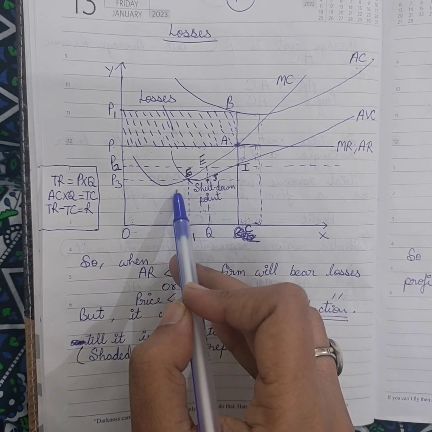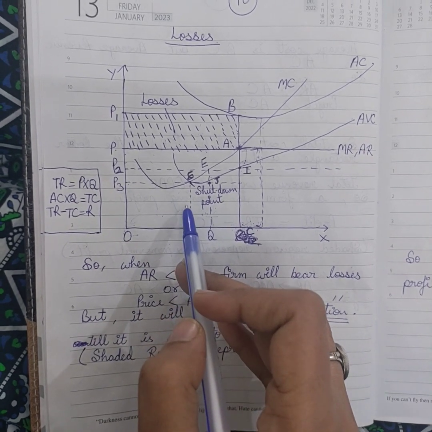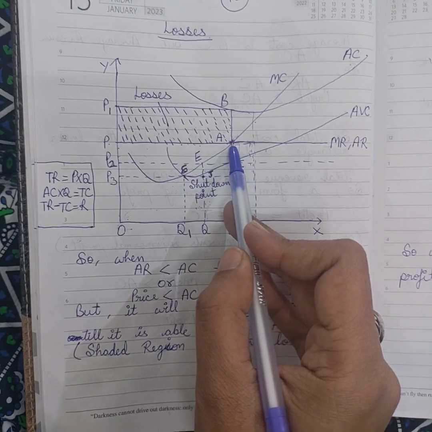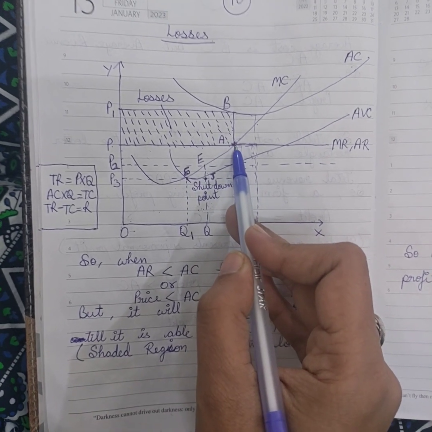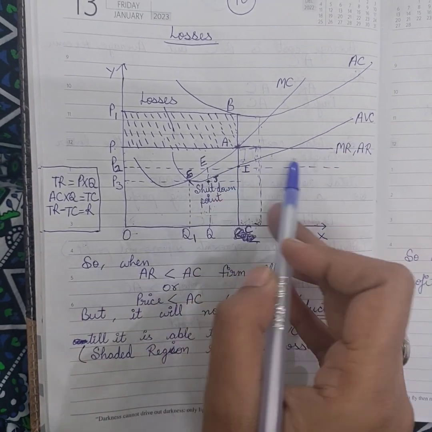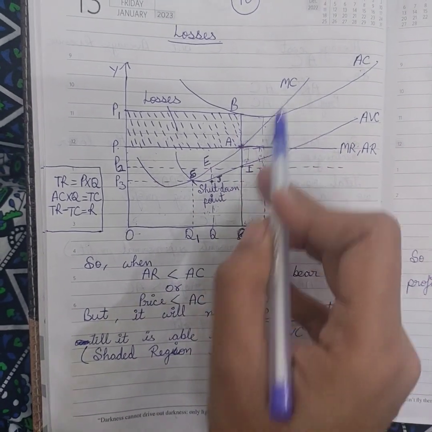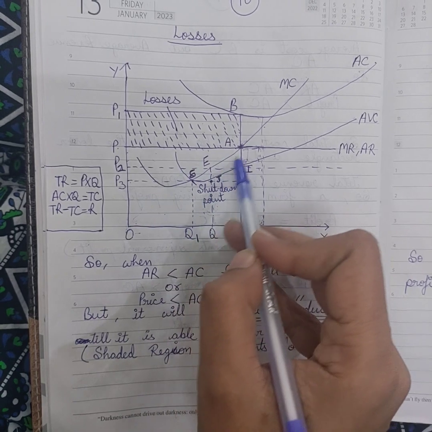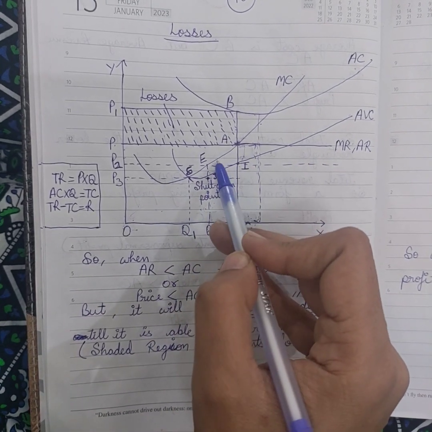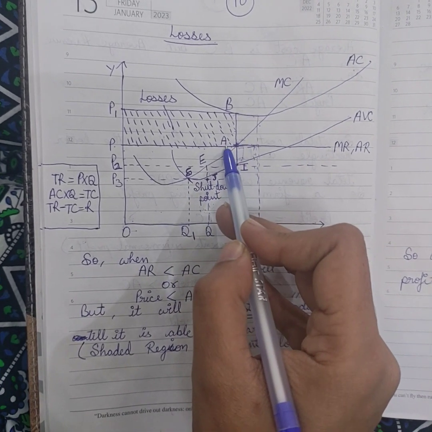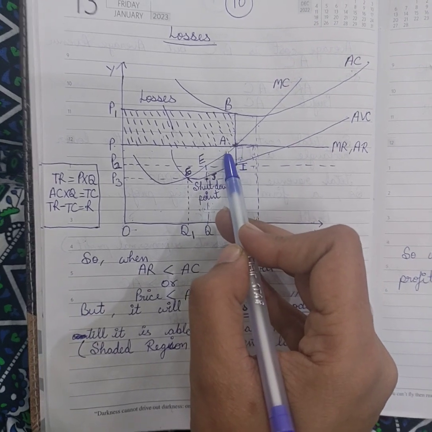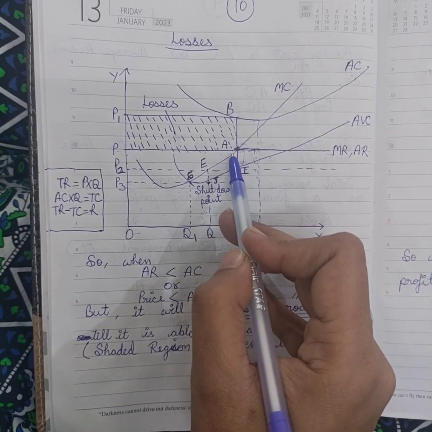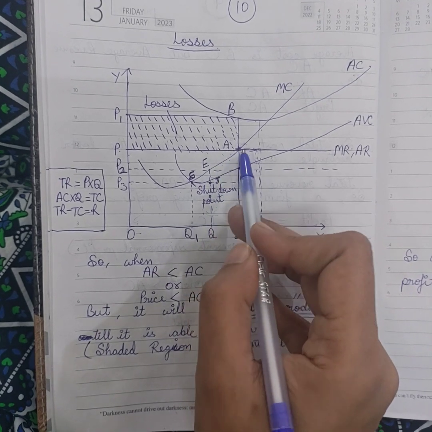And where do we achieve equilibrium? We achieve equilibrium at point A, because both the conditions are met here. First, MR is equal to MC at this point, right? And the MC curve cuts the MR curve from below. So both the conditions are met here, and A will be the equilibrium point.